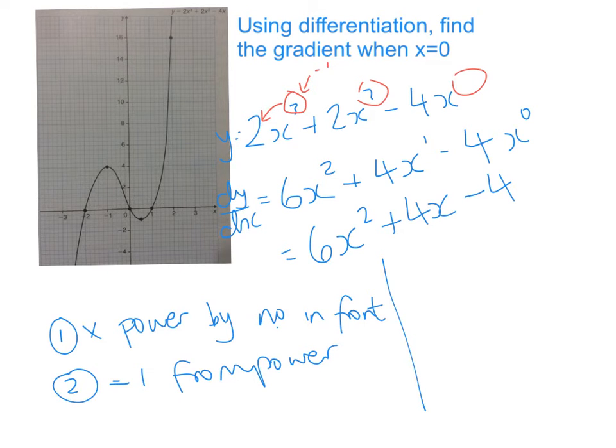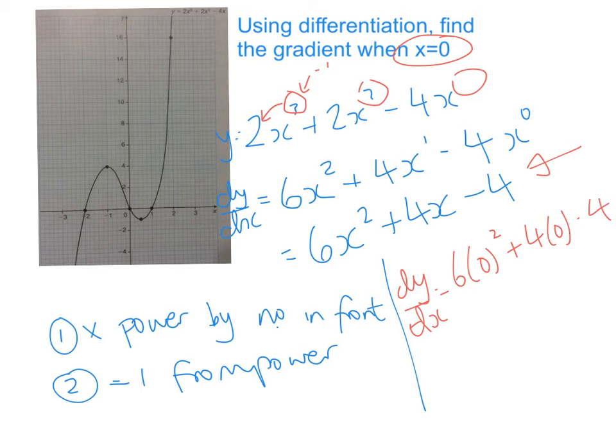Now the question is asking me to find the gradient when x equals 0. So all we have to now do is substitute x equals 0 into this equation. So dy dx equals 6 times 0 squared plus 4 times 0 minus 4, which is 0 plus 0 minus 4, which is minus 4, which is very convenient as it's what we found on the previous slide.